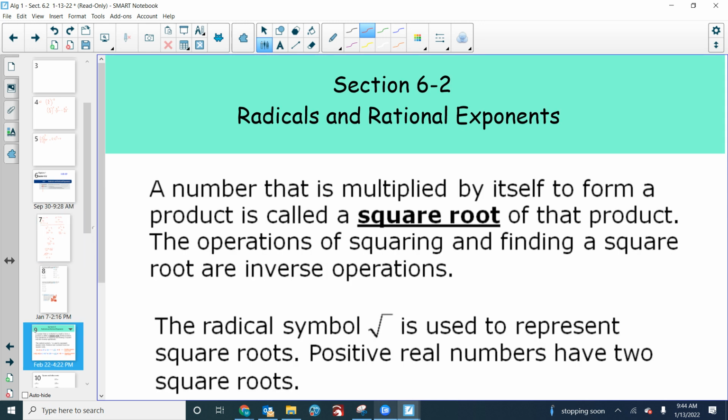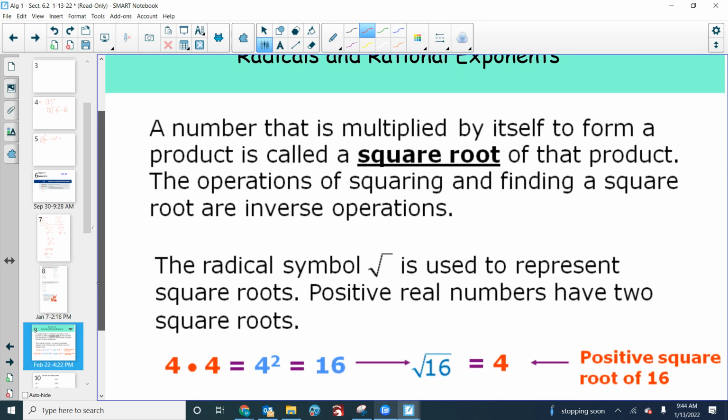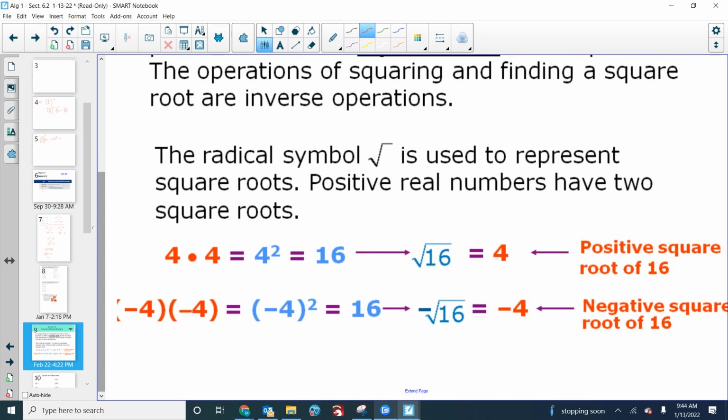All right, so now that we talked about that, this should make a little bit more sense. If 4 times 4 is 4 squared, and that's 16, isn't the square root of 16 4? Didn't that get us back to where we started? Okay. What's negative 4 times negative 4? Negative 4 squared, which is 16.